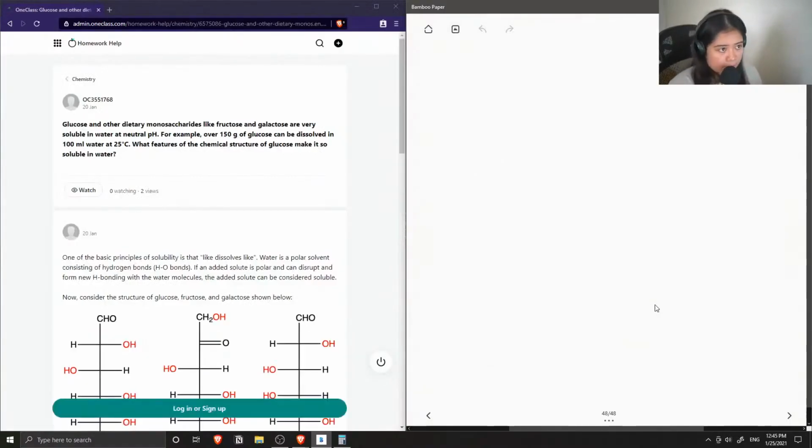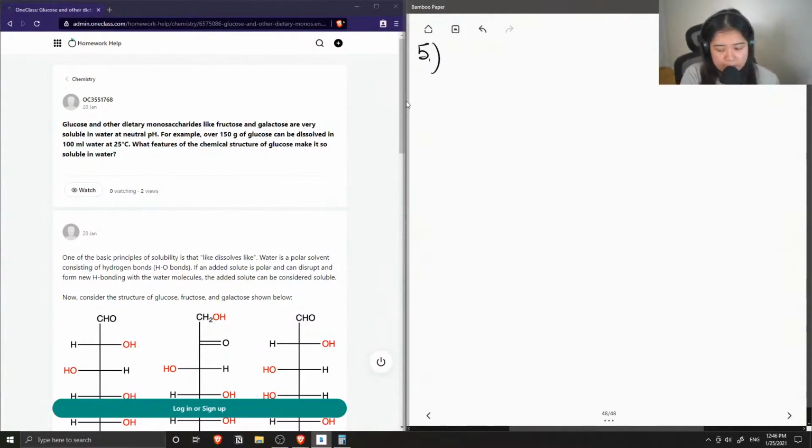Okay, so question number 5. Glucose and other dietary monosaccharides like fructose and galactose are very soluble in water at a neutral pH. For example, over 150 grams of glucose can be dissolved in 100 milliliters of water at 25 degrees Celsius. What features of the chemical structure of glucose makes it so soluble in water?